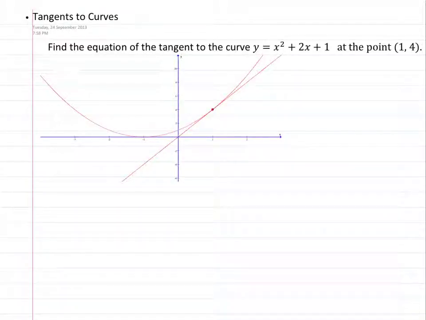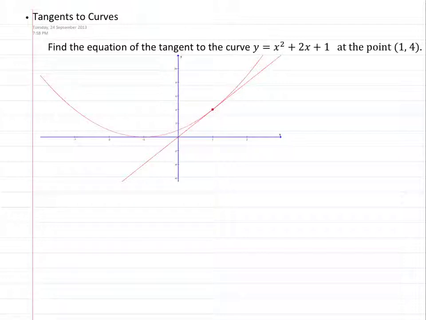In this clip I'll be showing you how to find the equation of a tangent to a curve. In this example I've drawn the curve y equals x squared plus 2x plus 1, a parabola of course, and you can see that I've drawn a tangent at the point (1, 4), and my job is to find the equation of that tangent.